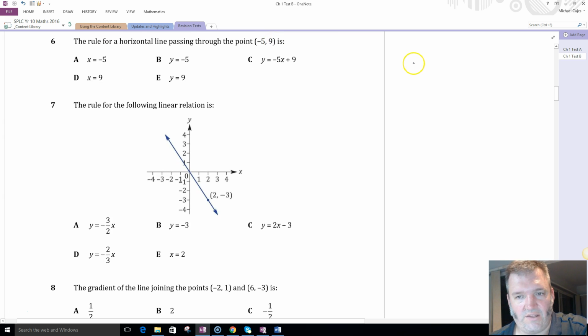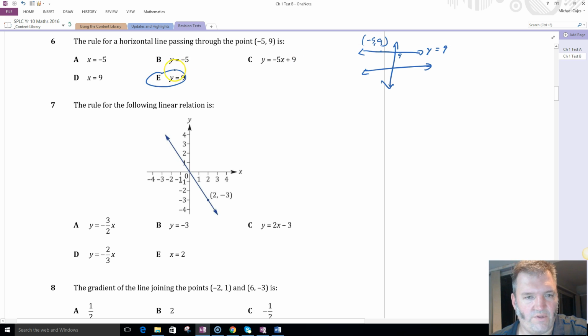Question 6, horizontal lines. Horizontal lines always have the same what? They have the same y coordinate. This is going through negative 5, 9, which might be that point there. Horizontal line through those points must have a y coordinate of 9. So that becomes the equation, doesn't it? Y equals 9.